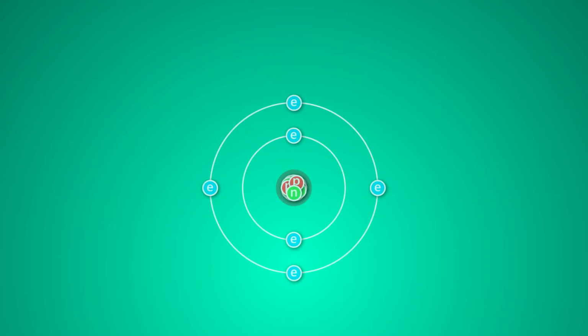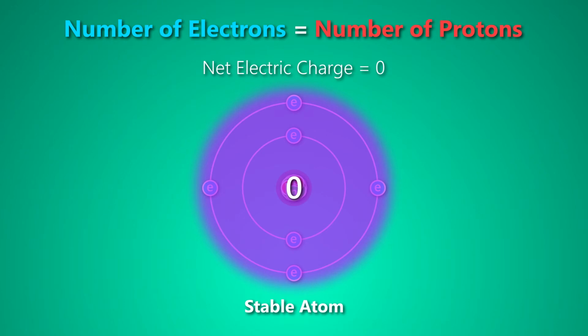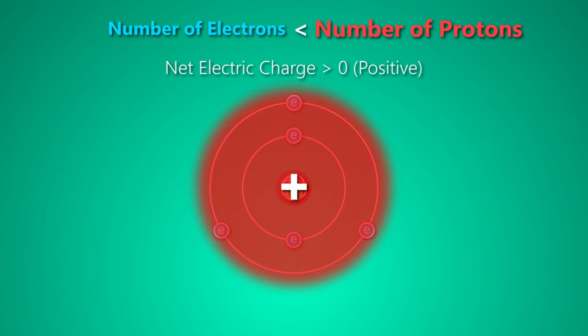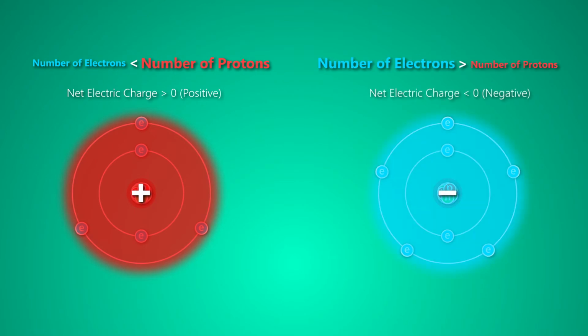Atoms are stable when they have the same number of electrons and protons, bringing the net electric charge of the atom to zero. But if an electron becomes loose, making it a free electron, the net electric charge of the atom becomes positive. The opposite happens if an electron gets inside another stable atom, making the net electric charge of the atom negative. These atoms are called positive or negative ions.